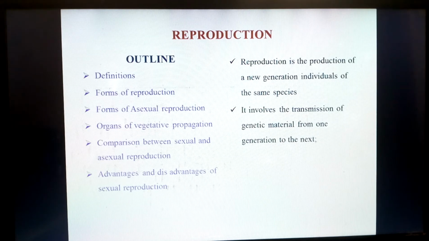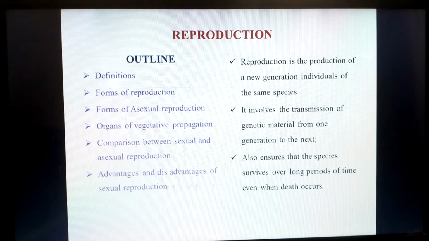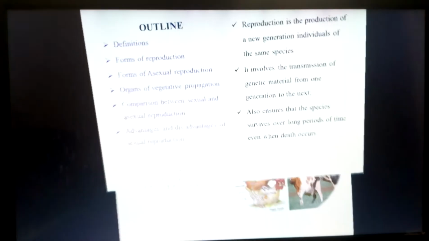Within this process, we are going to involve transmission of genetic material from one generation to another. So we shall see the role of natural selection in this topic, because it will determine which organisms are to pass on the genes from one generation to another. We are going to look at how organisms can survive over long periods of time, even when death occurs, because once the old ones die, the new ones should continue to pass on their genes to the next generation, such that the lineage of that particular species can keep going.